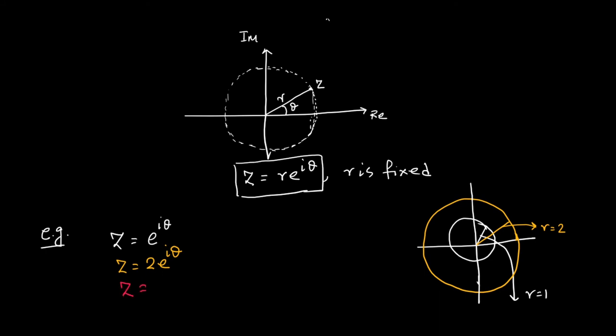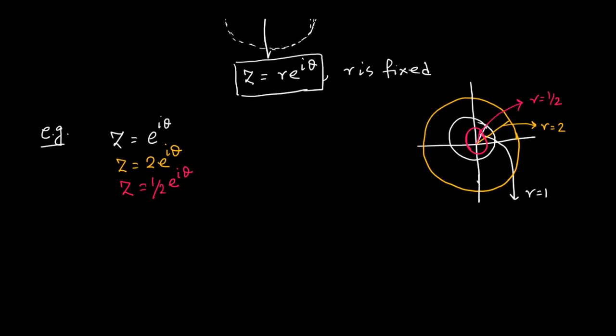If I consider z equals half e to the power i theta, what will that be? That will be a circle of radius half. That means even a smaller circle, maybe something like this. So maybe this radius is equal to half. In this way, we can understand how, depending on this particular expression, we can get different curves.